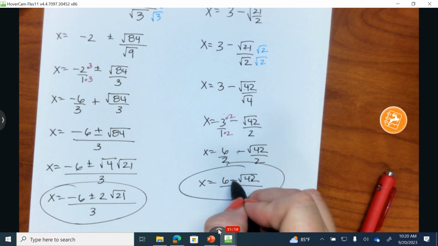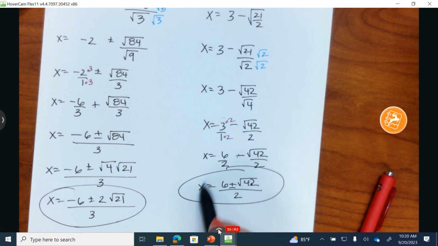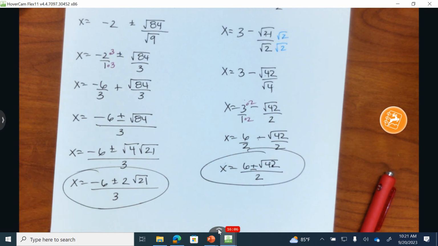So this is the answer I need. I need a plus and a minus here. So plus and a minus, this will be our answer for example 4, and this is our answer for example 3.